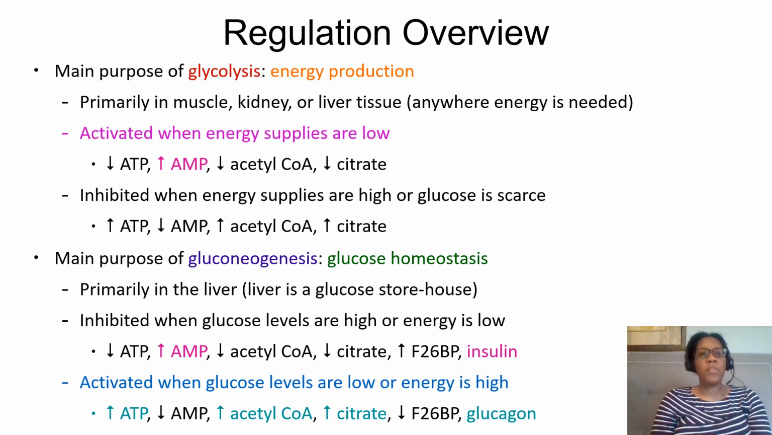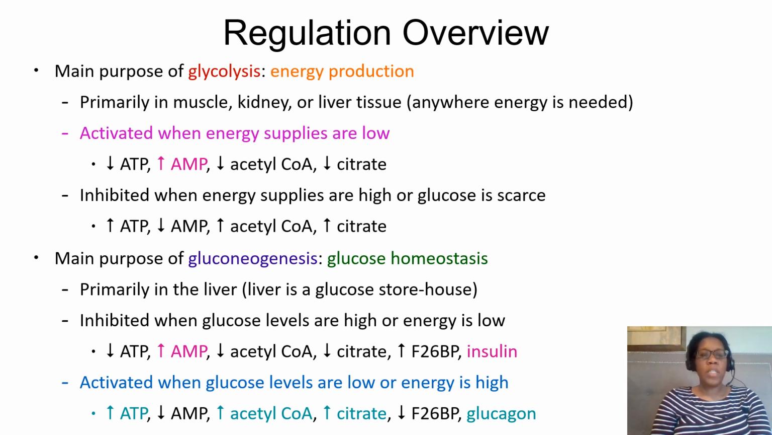But the main purpose of gluconeogenesis is to maintain glucose homeostasis. We mainly see gluconeogenesis in the liver. Liver is the glucose storehouse. We see glycogen stored in our liver. And gluconeogenesis is inhibited when glucose levels are high or energy is low. So when ATP is low, but also when F26BP is high and insulin is high.